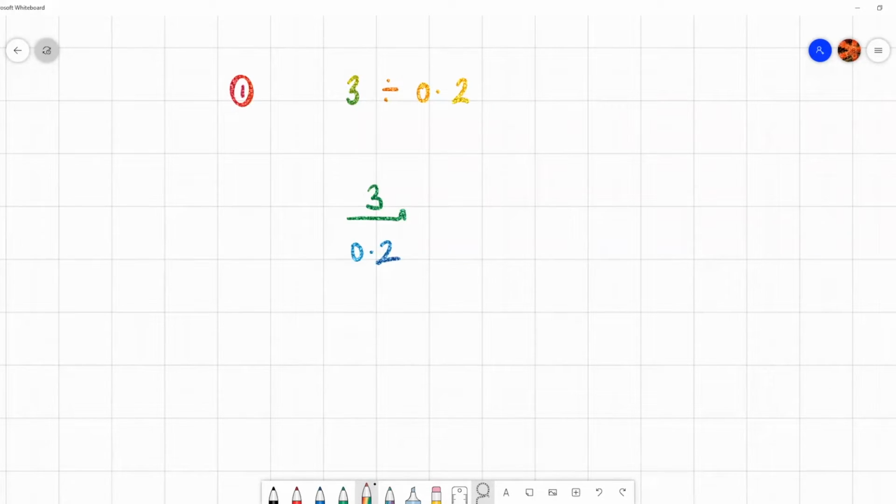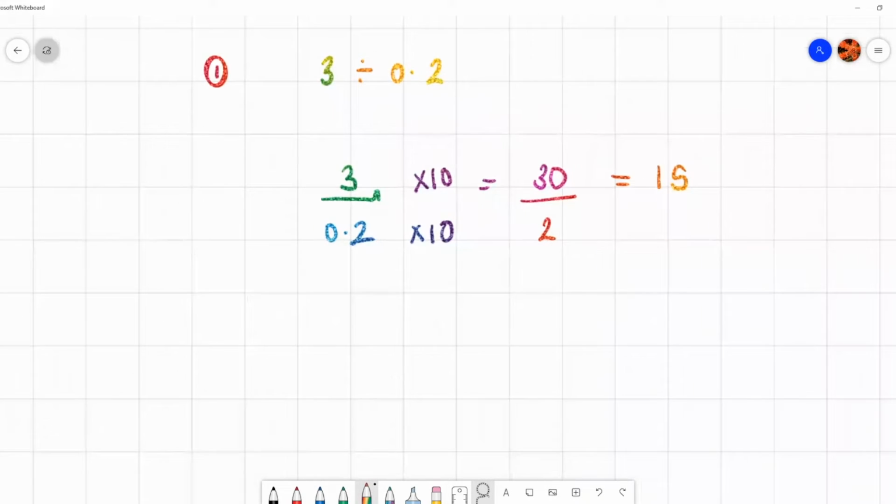Now, to make this easier, we need to get rid of the decimal point in our fraction. So what can I times 0.2 by, so it's not a decimal anymore? The answer to that is 10. Well, whatever I do to the bottom, I've got to do to the top. So 3 times 10 is 30, and 0.2 times 10 is 2. That now becomes 30 divided by 2, and I know that these are 2 equivalent fractions, okay? So they're exactly the same, and I can do 30 divided by 2 now. It is 15, okay? And that is the easiest way to divide by decimals.